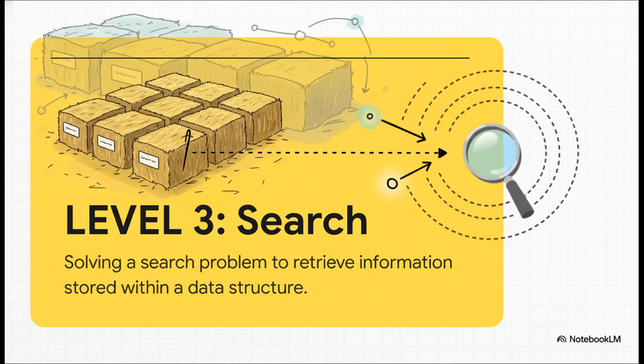Which leads us perfectly to level 3, search. See, now that everything's organized, the model can actually go in and find specific things and find them fast. This is your Google search, your database query.